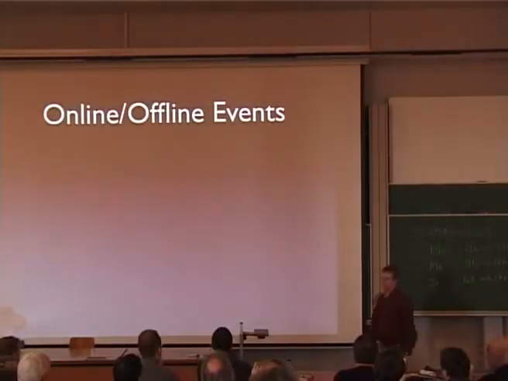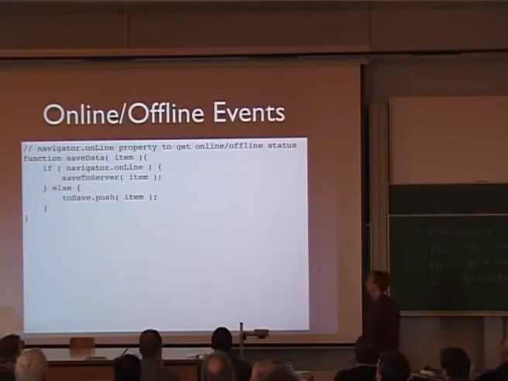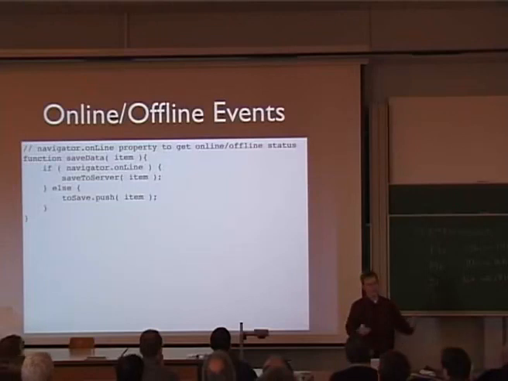Last thing is online, offline events. This is really simple. It's basically how does your application know whether it's on the net or not? It starts with a Navigator Online property, which I think actually already existed, which allows you to just query in real time, hey, am I online? If so, I should probably shuffle my data up to the server. If I'm not online, maybe I should shuffle it to the local storage and deal with it there.